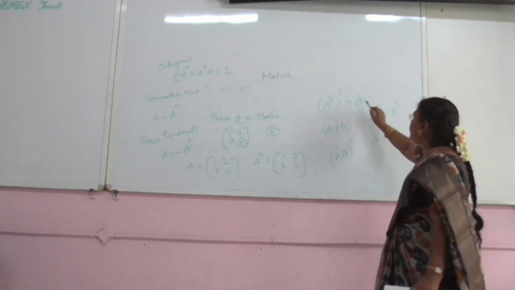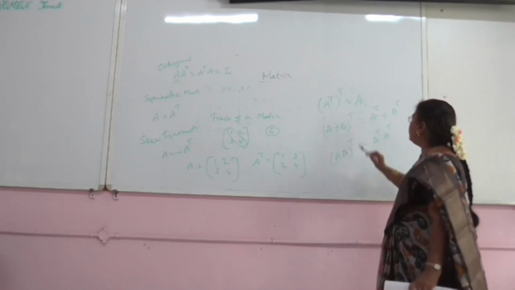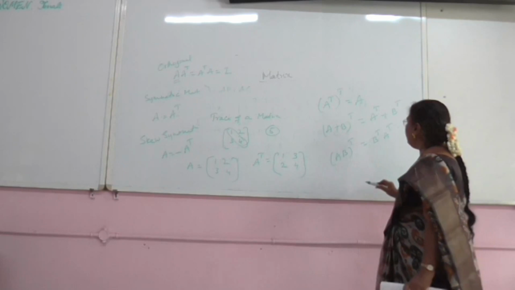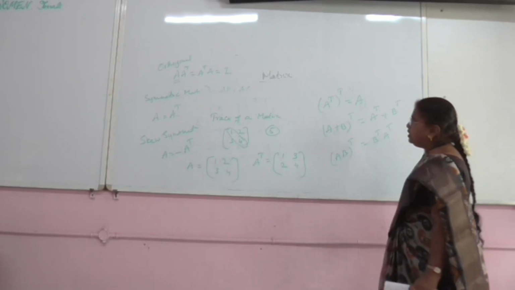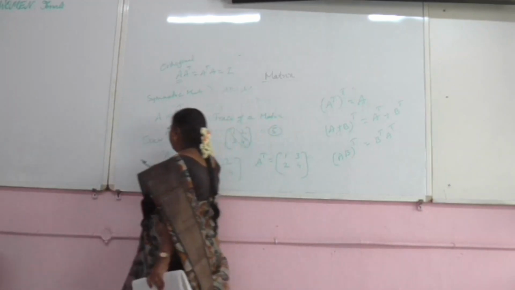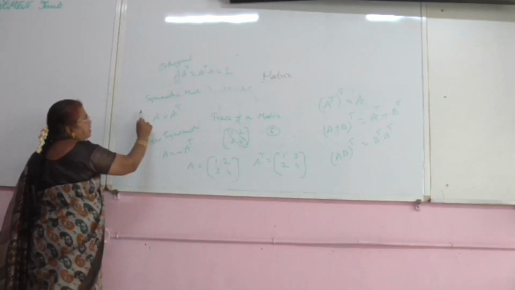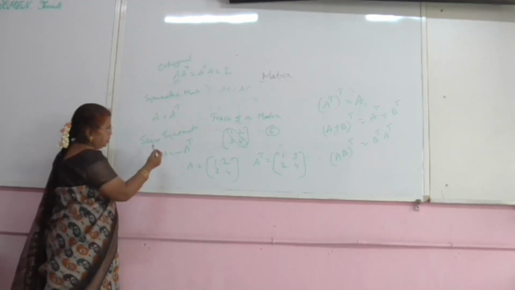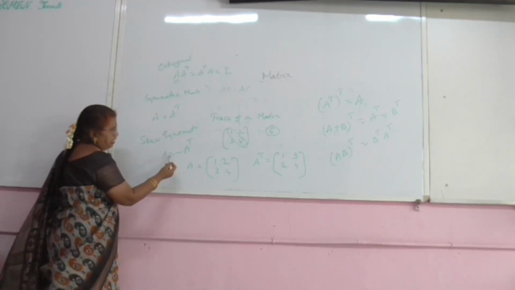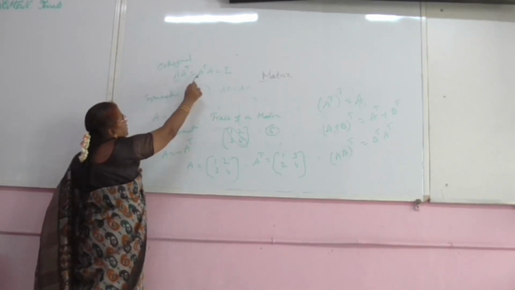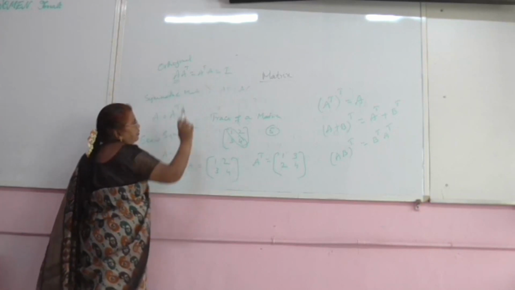A transpose whole transpose equal to A, A plus B whole transpose equal to A transpose plus B transpose, AB whole transpose equal to B transpose A transpose. And these three are other three types of matrices. A matrix is called symmetric matrix if A equal to A transpose, and skew symmetric if A equal to minus A transpose. And it is orthogonal if A transpose A equal to A A transpose equal to I.